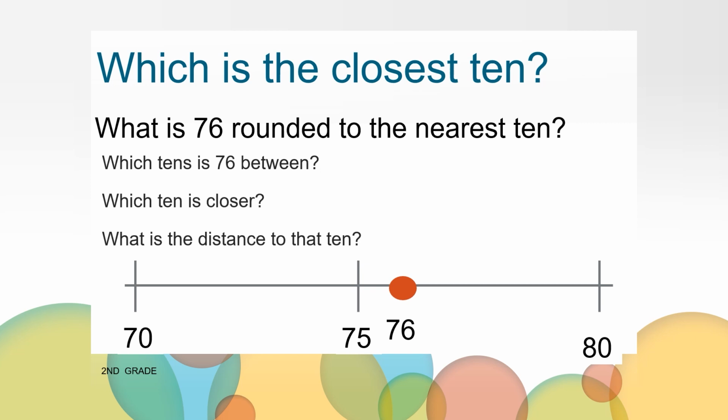Now which one is closer? Which 10 is closer? 76 is 4 numbers away from 80, and it is 6 numbers away from 70. So 76 rounds up to 80.